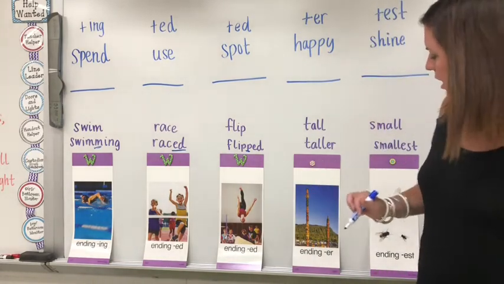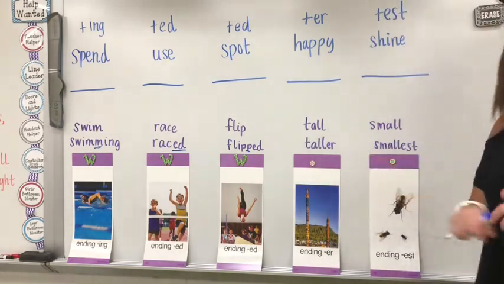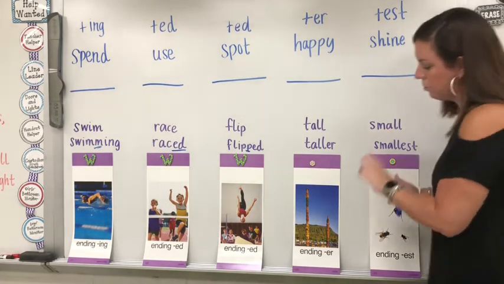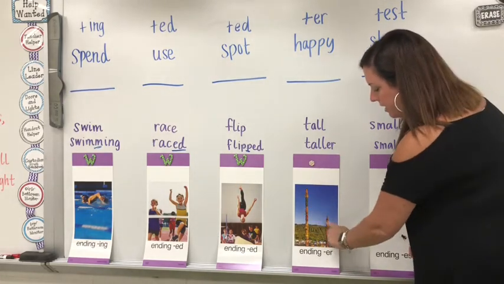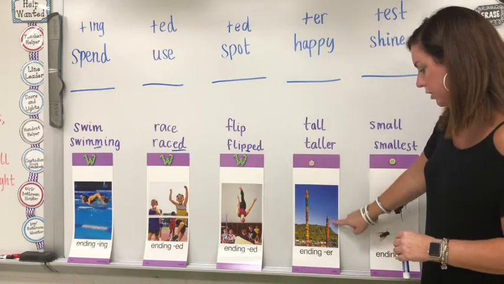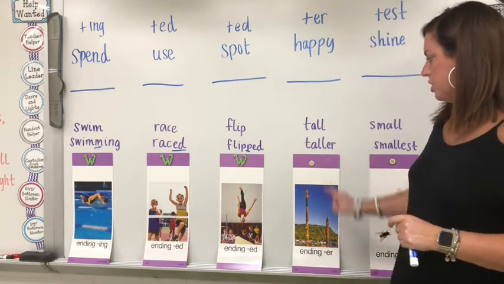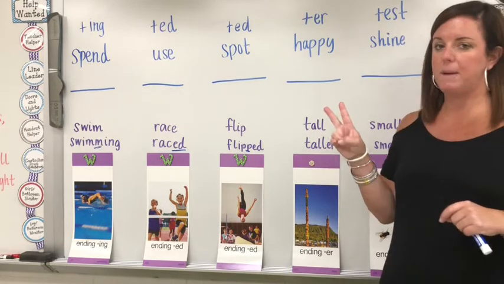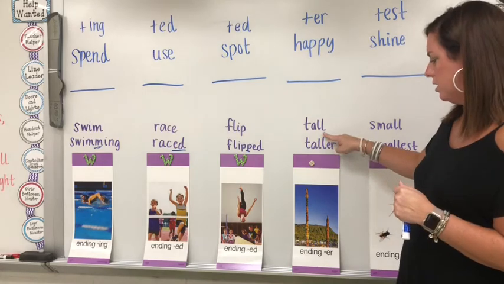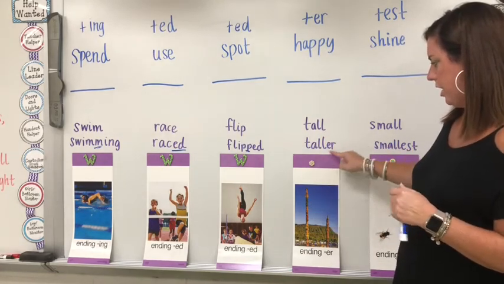Okay, over here, we're going to talk about comparative endings. That means we're comparing things, okay? On this picture, we're comparing those two totem poles. This one is taller than that one. You use the ER ending when you're comparing two things, okay? So, tall and taller.